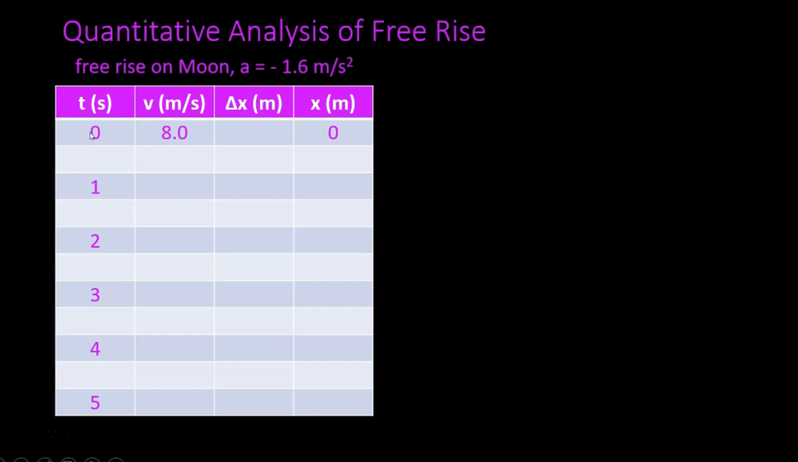Now, let's have you try your hand at filling out the time, velocity, displacement, and position table for free rise on the moon. So at time zero, we have an initial velocity of 8 meters per second in the positive direction and a starting position of 0 meters. The acceleration on the moon is 1.6 meters per second squared in the negative direction.